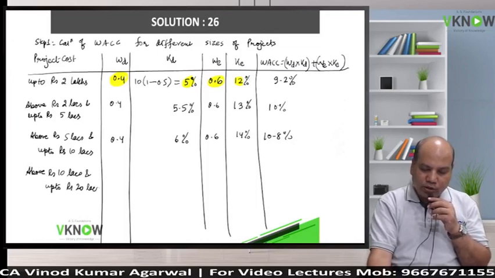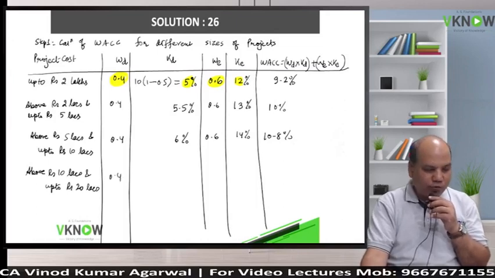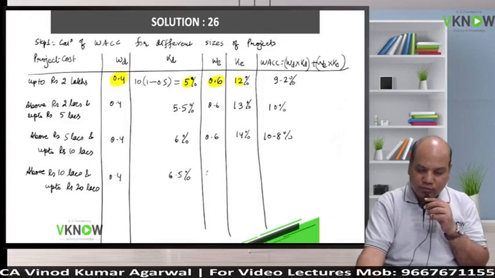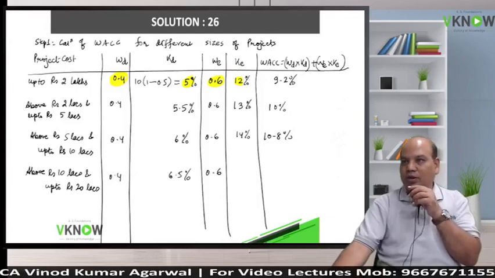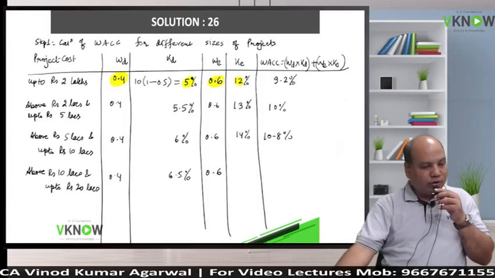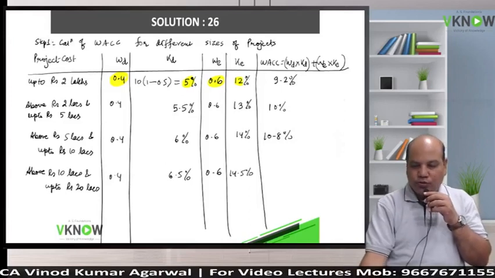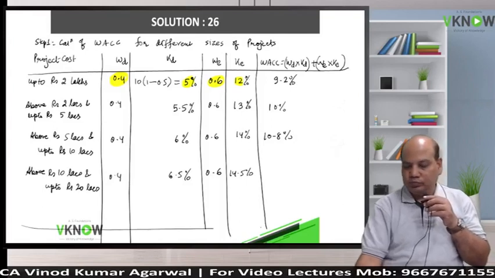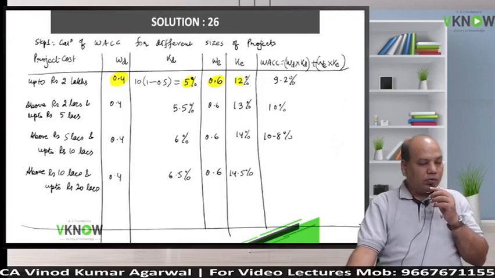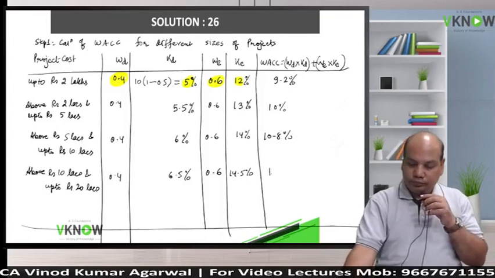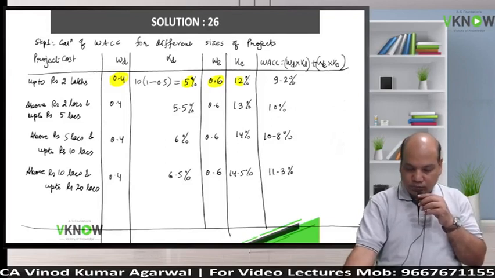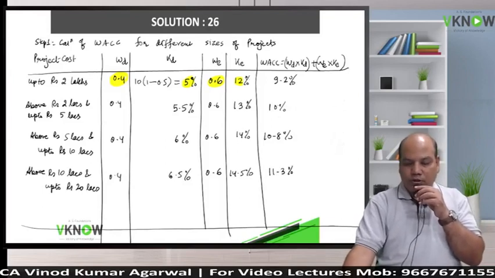Write properly. If you want full, write full. If you want half, write half. If you don't want anything, don't write. Is it right? So what is the cost of equity last? 14.5%. Anybody wants to answer? What is the final answer? 11.3%. Wonderful.